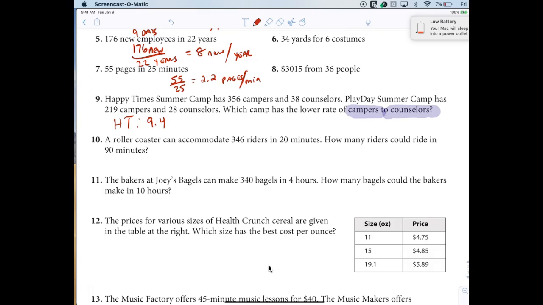9.4 students for every one counselor. Students per counselor. Thank you. And the other one is? Playday Summer Camp has 7.8 students per counselor. Thank you. So the correct answer, we want the lowest rate, is Playday Summer Camp. Yes, thank you. I appreciate that. That's a great job. It's that easy. Alden, you're up.